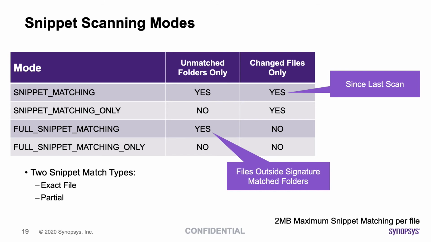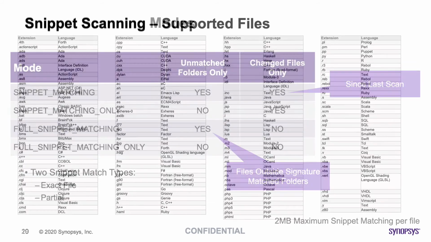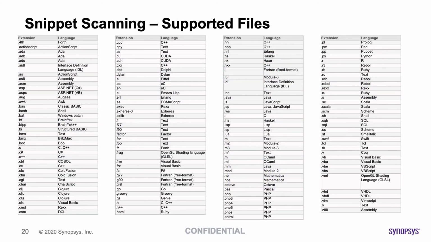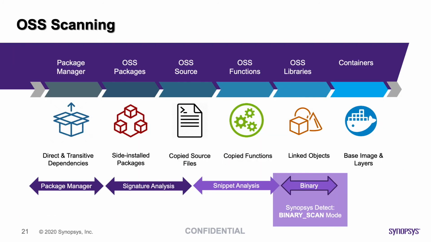So each time you do a scan, it's storing the file times of the last modification. And if the file is more recent, then it will either scan it or not. And you can see the 4 combinations here. So these are the options that you can use. Notice also that there are 2 output snippet match types that you will get in the tool, and they are full file or exact file and partial, as in lines. Snippet matching looks at the first 2 megabytes of every source file and will ignore beyond 2 megabytes. Here is a list of all of the file extensions which are supported by snippets.